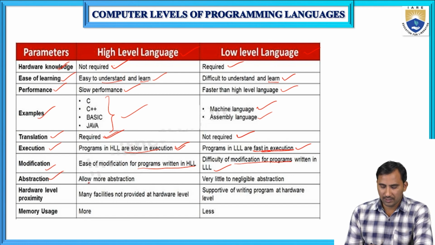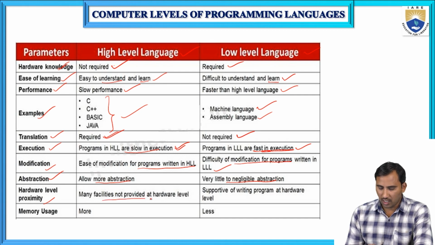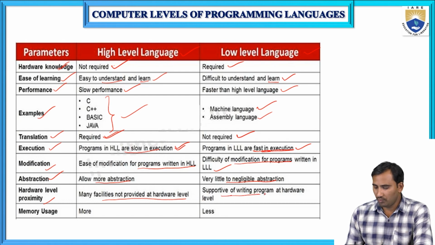Abstraction. The high level language allows more abstraction, and the low level languages have very little to negligible abstraction. Hardware level proximity. High level language programs are hardware independent, and low level language programs are hardware dependent. That means hardware knowledge is required when you are writing programs using the low level language.